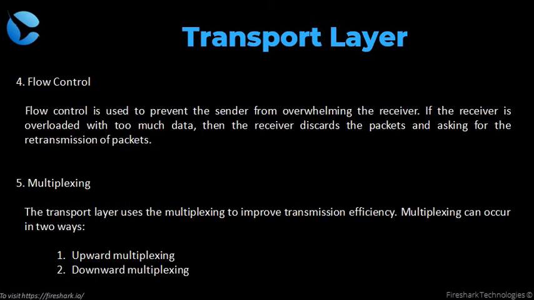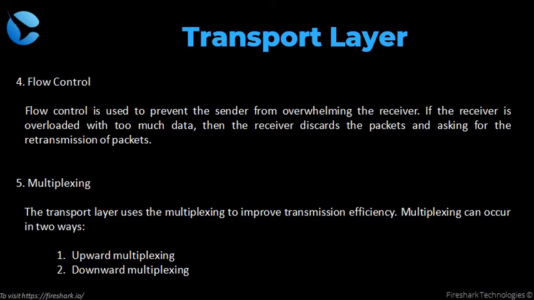The next service provided by the transport layer is flow control. Flow control uses sliding window protocols that make the data transmission more efficient, as well as controlling the flow of data so that the receiver does not become overwhelmed. The sliding window protocol is byte oriented rather than frame oriented.